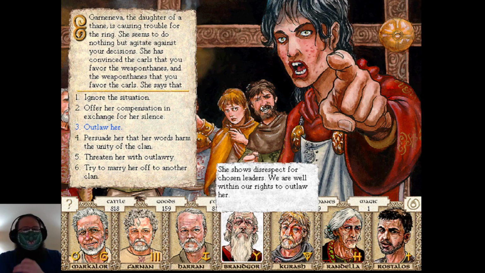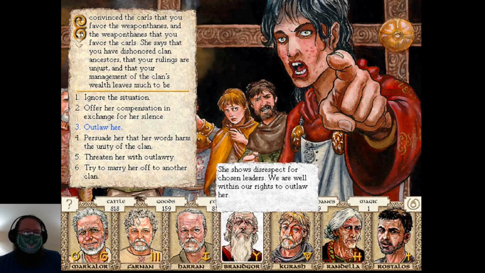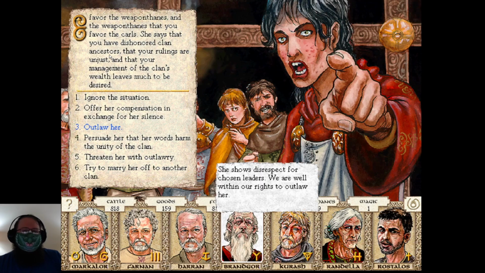Garnaneva, the daughter of a Thane, is causing trouble for the ring. She seems to do nothing but agitate against your decisions. She has convinced the Carls that you favor the Weapon Thanes, and the Weapon Thanes that you favor the Carls. She says that you have dishonored clan ancestors, that your rulings are unjust, and that your management of the clan's wealth leaves much to be desired. She shows disrespect for clan leaders. We are all within our rights to outlaw her.